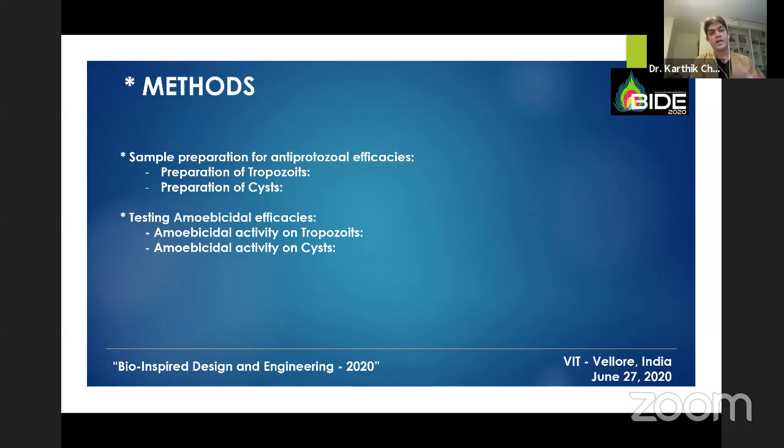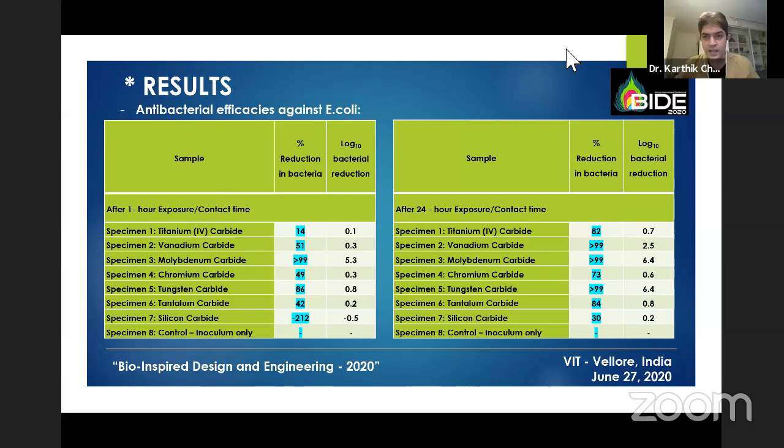Then when these two are prepared, they have to be separately tested against exposure to my samples. And then at the end, we just see if the trophozoite is dead or the cyst is dead. So the best would be to look at if the cyst can be dead. The experiments were repeated some 2-3 times with varying concentrations, and the results I will talk about at the moment. So now to the results.